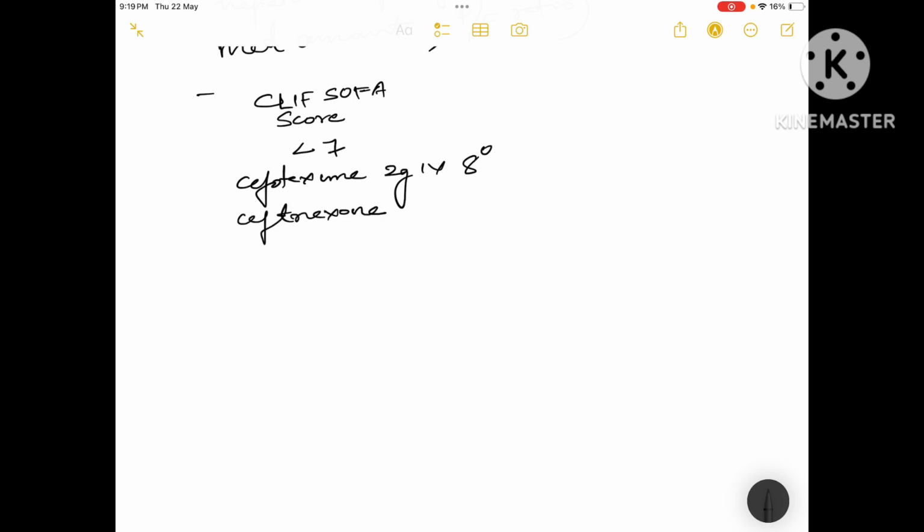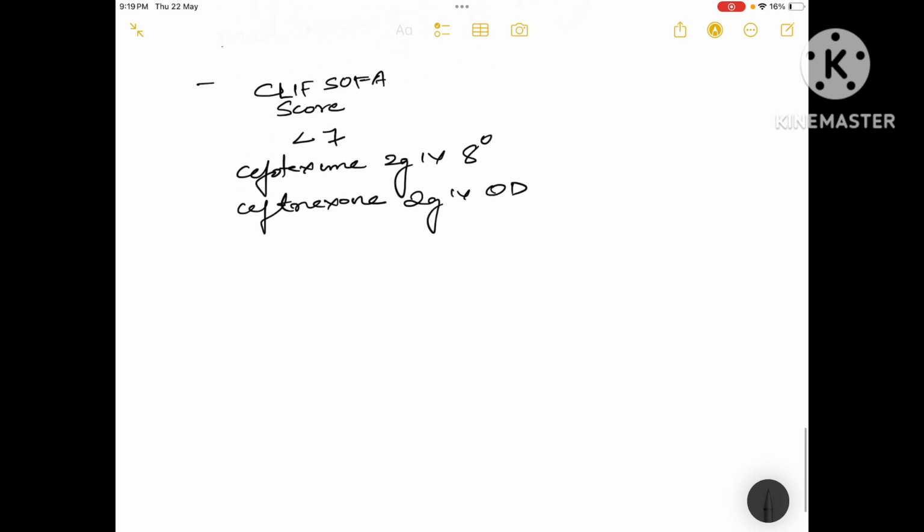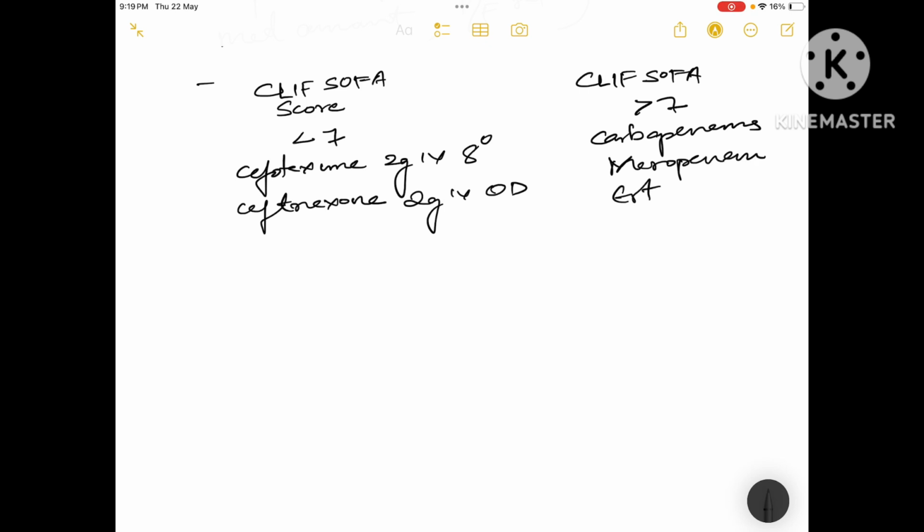So if you are getting CLIF-SOFA score less than 7, we can go for empiric antibiotic therapy. Like we can go for third generation cephalosporins like cefotaxime 2 gram IV we can start 8 hourly, or ceftriaxone also we can give 2 gram IV OD. Okay, so if the CLIF-SOFA score is more than 7, that means, as I told you, there can be severe organ dysfunction. So we can start carbapenems like meropenem, ertapenem. We usually go for meropenem and also imipenem.